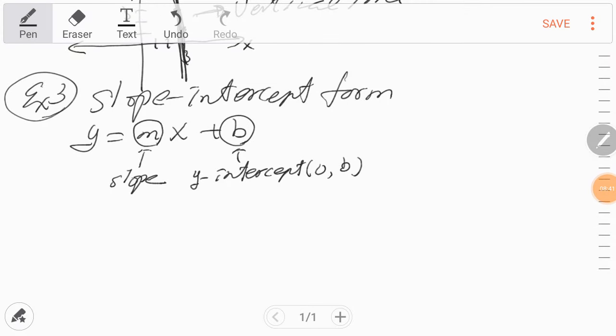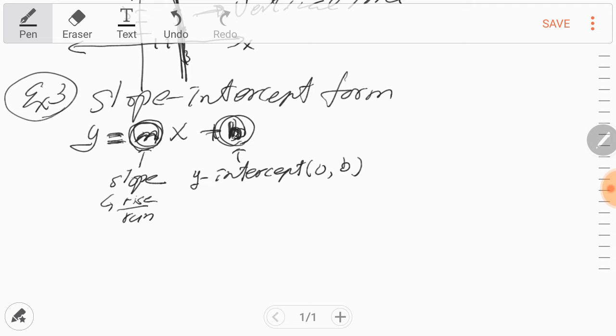In this example 3, we can write an equation in slope-intercept form. Slope-intercept form is always y equals mx plus b, and the coefficient of x is the slope. So the slope is rise over 1, and plus b. This b is the y-intercept.